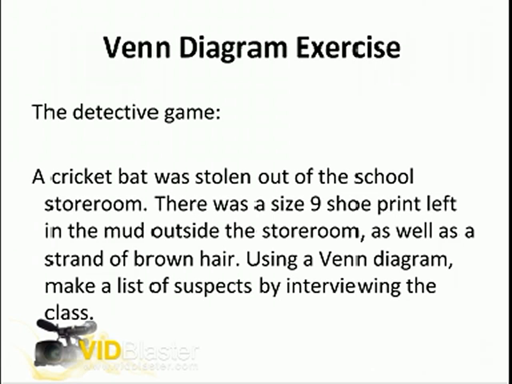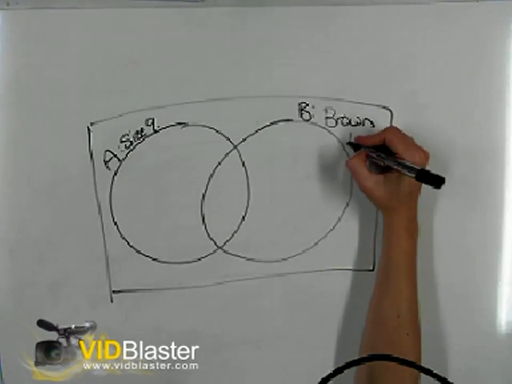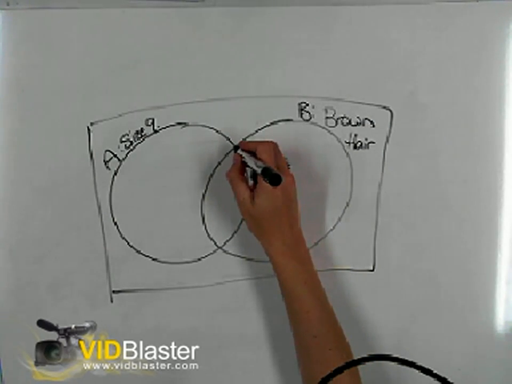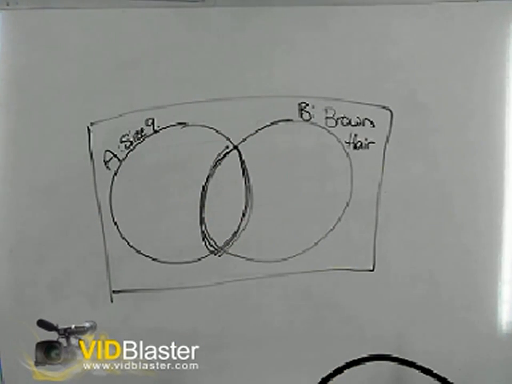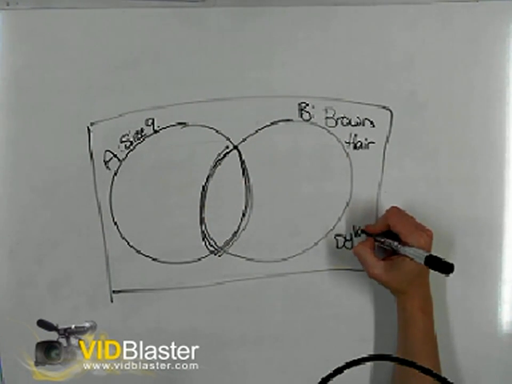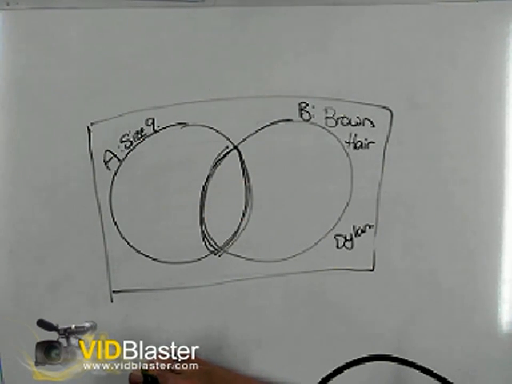So here's our Venn diagram, and over here we've got event A, which is a size 9 shoe, and B over here, which is brown hair. To catch the suspect, they need to be in this area over here. They need to be in the intersection. So, Dylan, do you have size 9 shoes? No. So Dylan isn't even a suspect at all. Well, he does have brown hair. I wouldn't say it's brown, I would say it's salt and pepper. There's about a 50% probability it was brown.